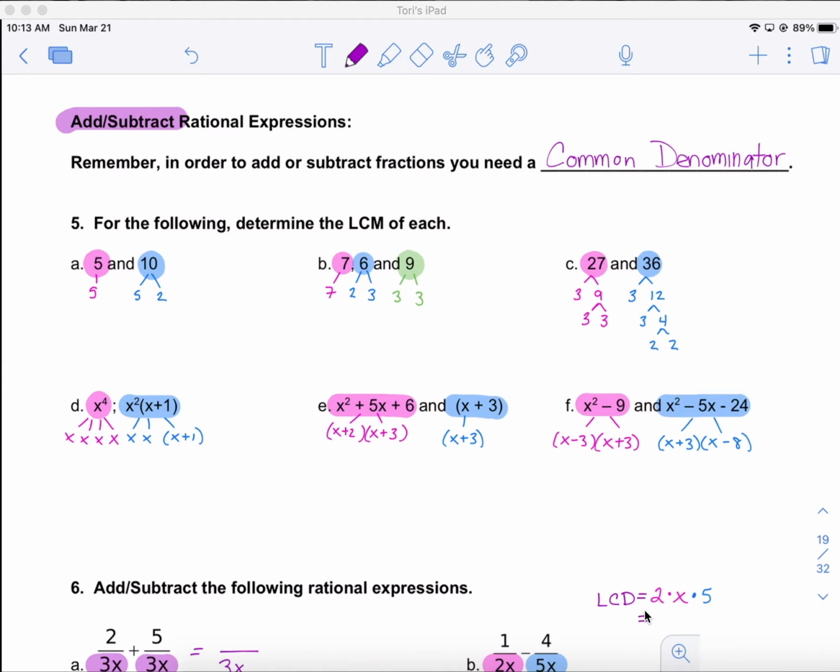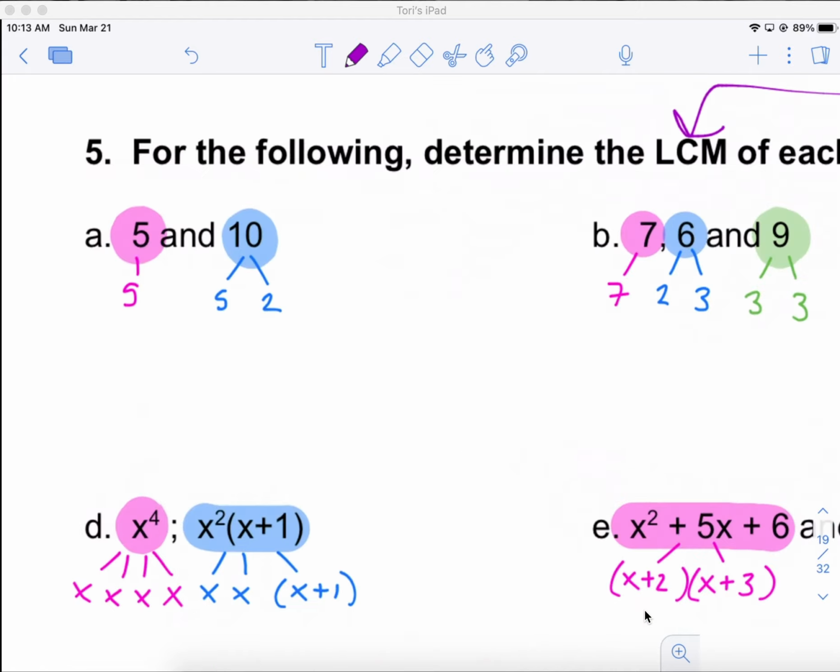We are still working with rational expressions, but now we are adding or subtracting. Remember that in order to add or subtract fractions, you do need a common denominator, and we're going to do that by finding the least common multiple. That's what LCM stands for, least common denominator or least common multiple. We're going to go through this a couple times with regular numbers before we move into polynomials, so you have a good understanding of how we're getting these pieces. Let's start with A.